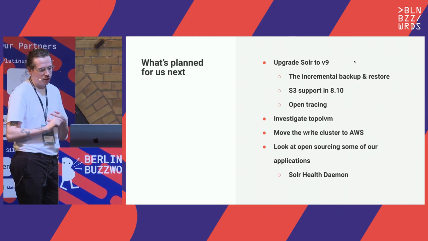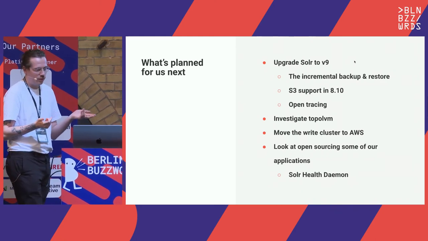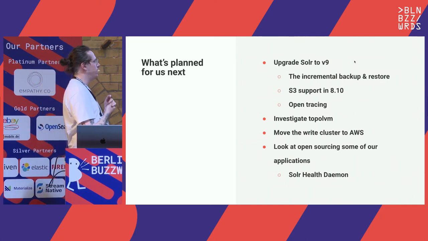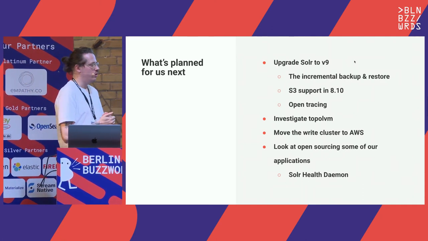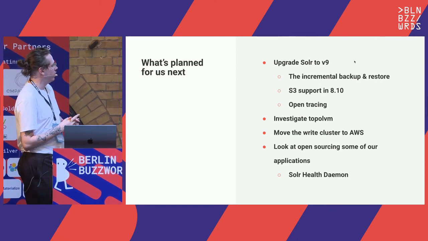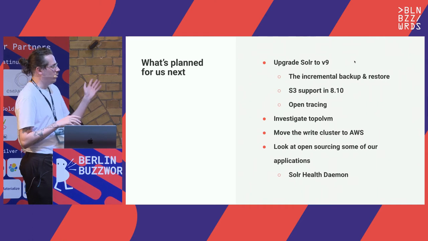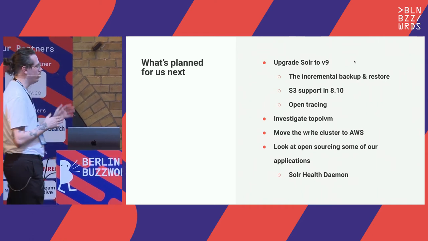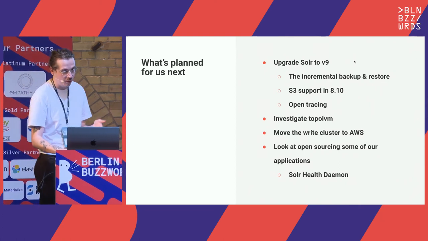And then there are some other features that we're quite excited about. Open tracing makes diagnostics a bit easier. We might investigate Topo LVM, which allows you to run multiple Solr instances on one given AWS instance. And we need to really move the right cluster into AWS as well. And we're looking at open sourcing some of our applications, like the Solr Health Daemon, if there is interest.